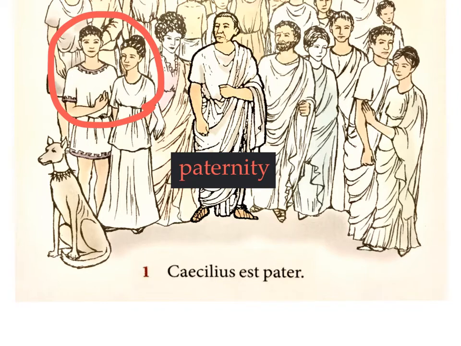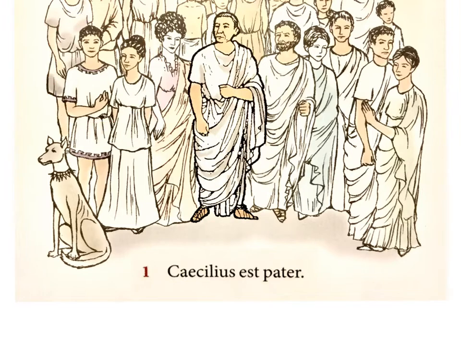A paternity test, of course, determines who the father is, and pater is just the Latin word for father. So if Caecilius means this guy, and pater means father, you could probably guess that est means is. Caecilius est pater. Caecilius is father. We're going to go on and see many sentences that follow this pattern, and we'll meet his wife, we'll meet his kids. Before we do, though, I want you to ask yourself what's missing from this sentence.